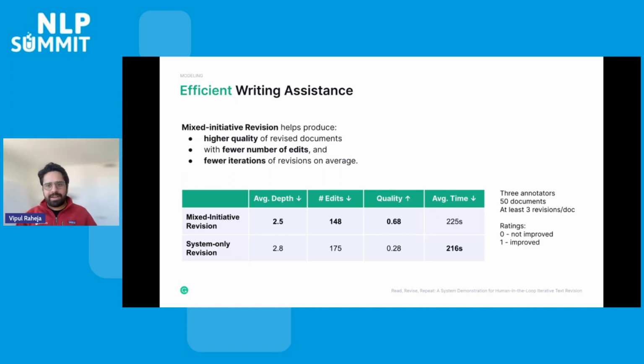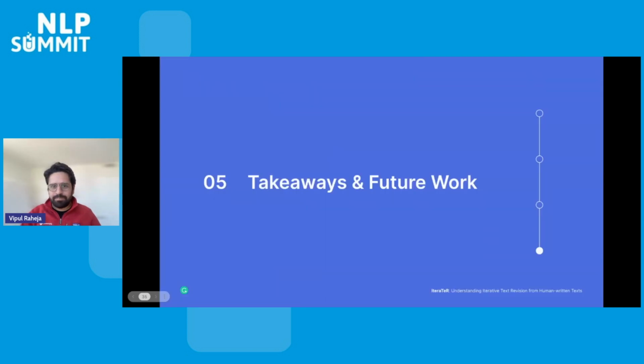One interesting insight is that the mixed initiative setting led to a slower revision process, which means that while the amount of work was reduced, it still made people slower as they had to evaluate the system's suggestions more, which was a pretty interesting finding.